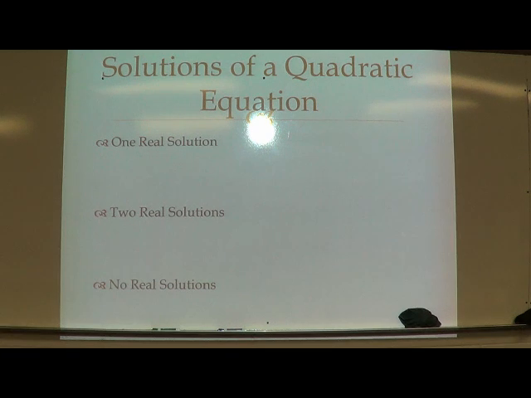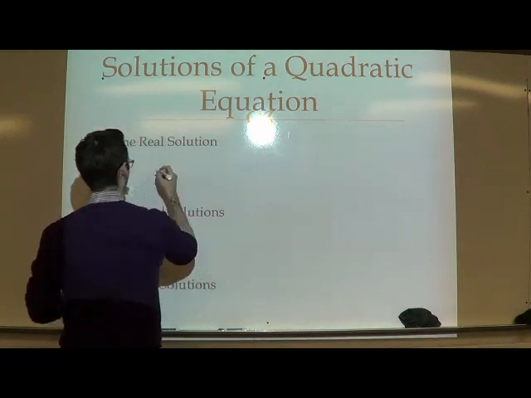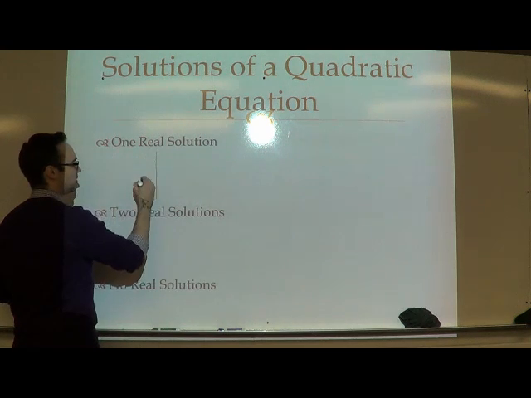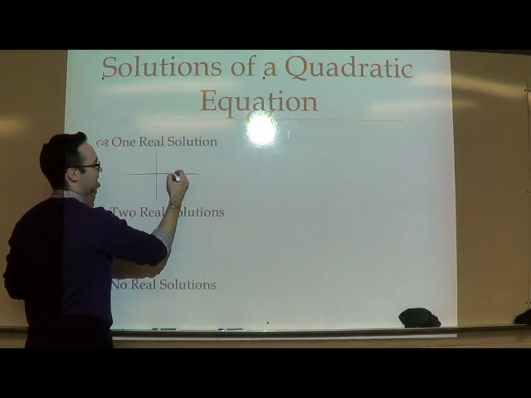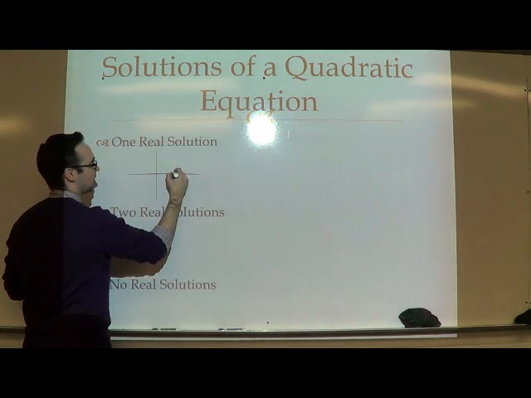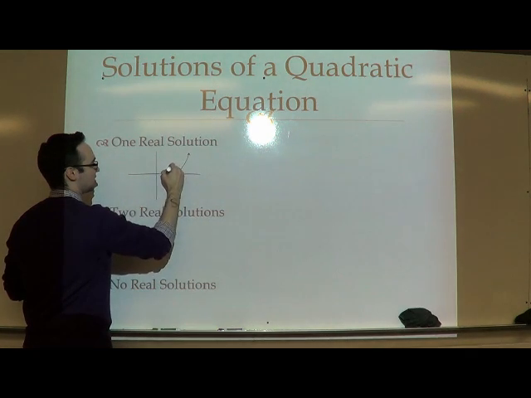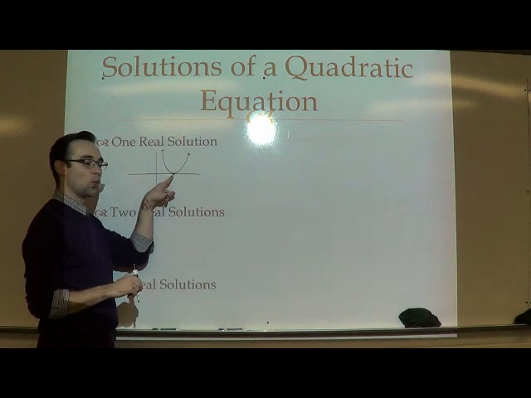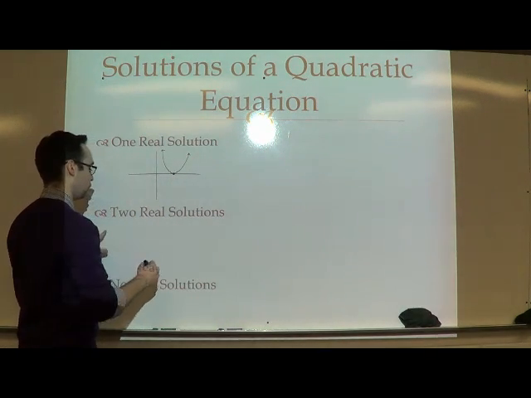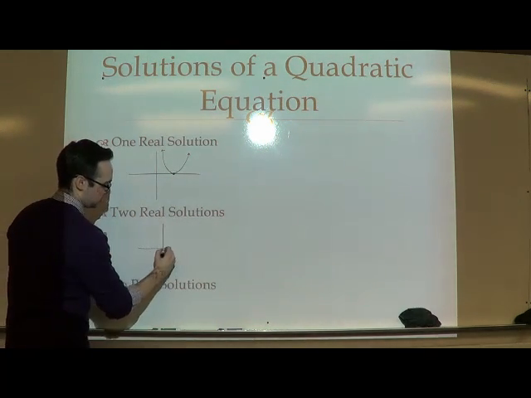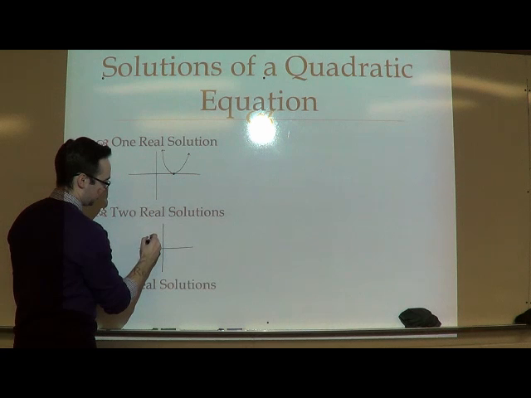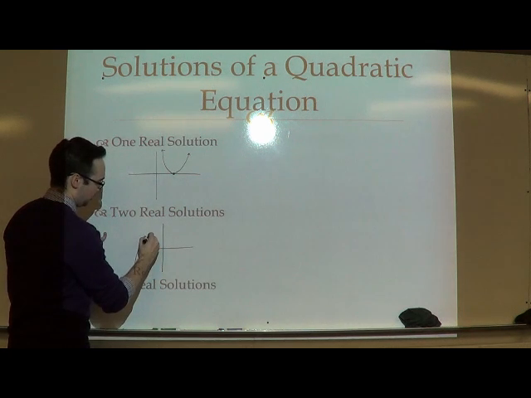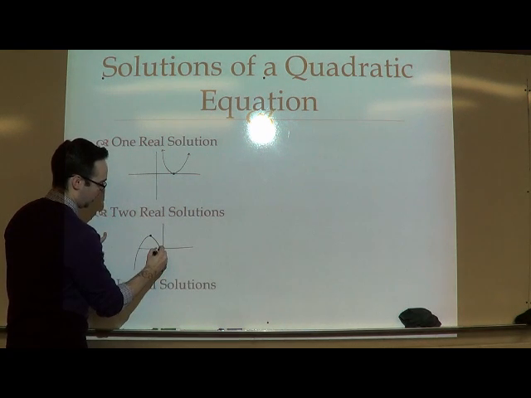So here's what an equation looks like if it has one real solution. If it has one real solution, that means the vertex sits on the x-axis. It looks something like this because it only crosses the x-axis one time. Two real solutions would look something like this. It's going to cross it 2 times. Once here and once here.